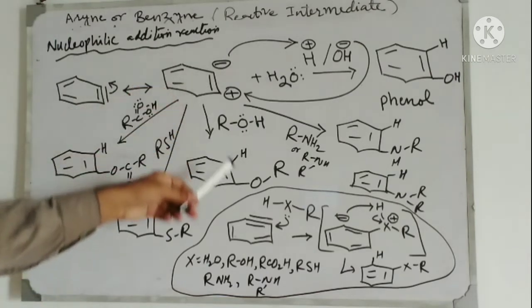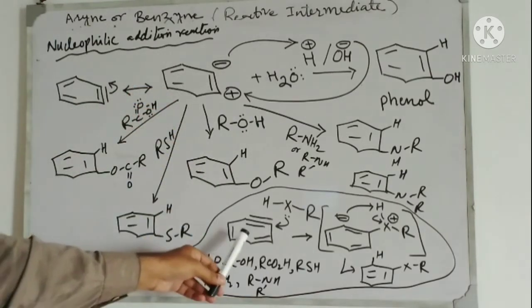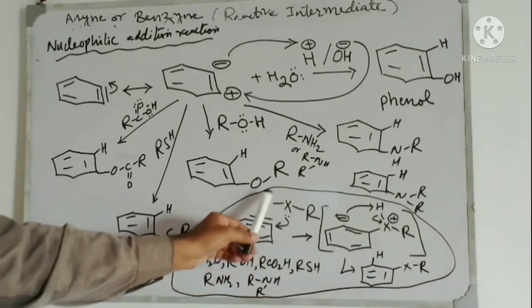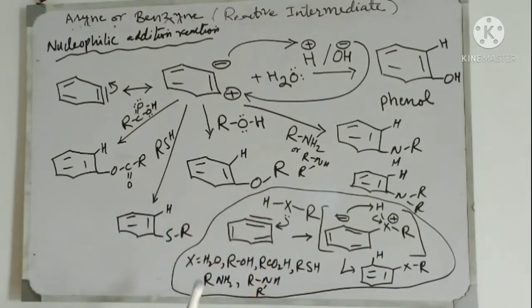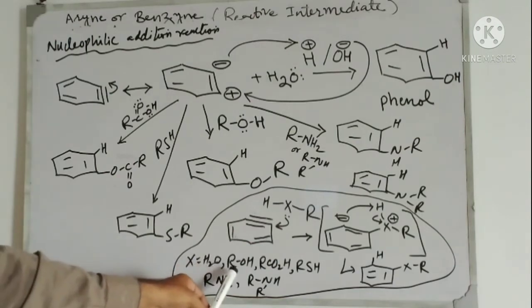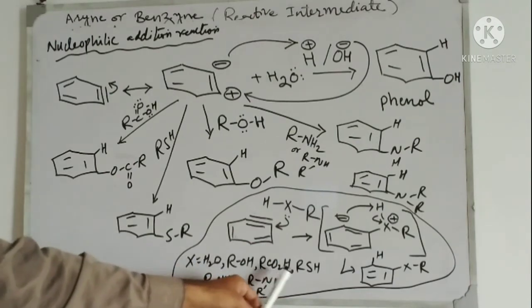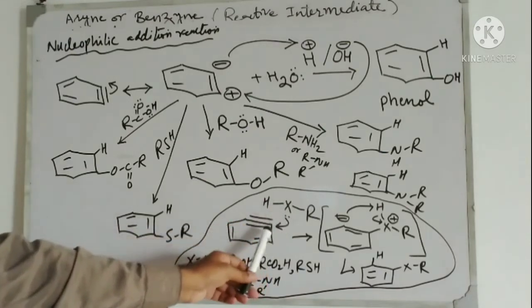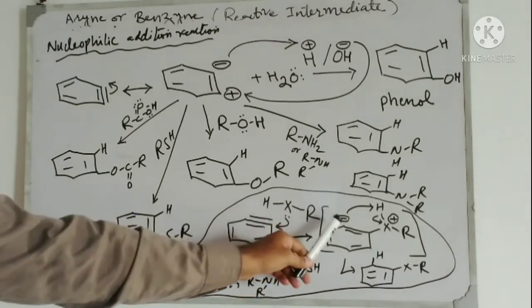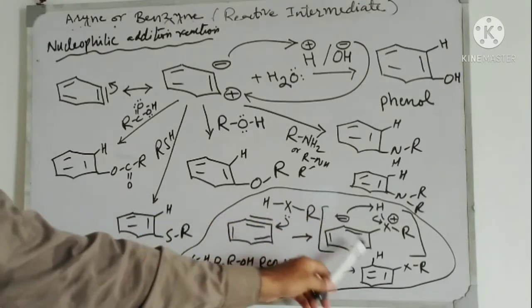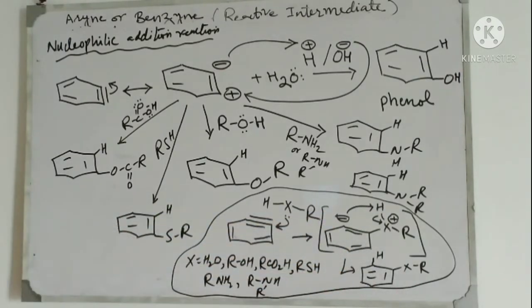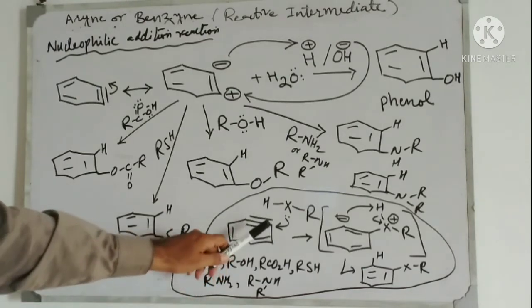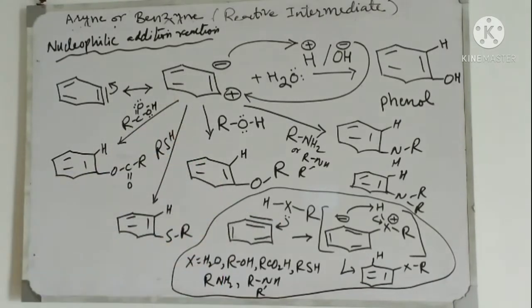The same concept is explained over here. When benzyne reacts with R-XH, we generalize the concept: X could be any molecule, like water, alcohol, carboxylic acid, thiol, a primary amine, or a secondary amine. When X attacks, its lone pair attacks here, the negative charge shifts, and then a proton shift occurs, and we get a substituted benzene as the product. Both concepts are almost similar.